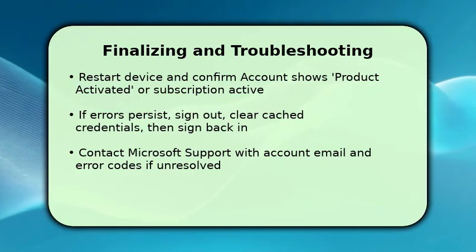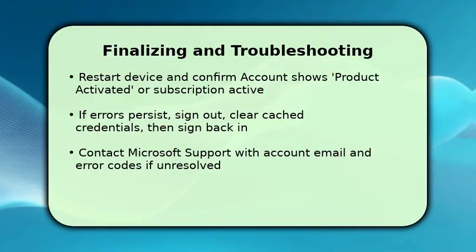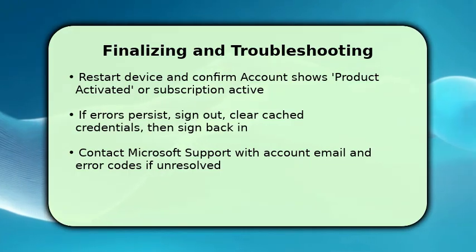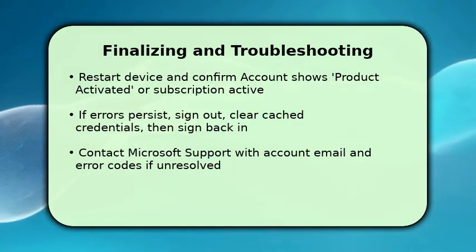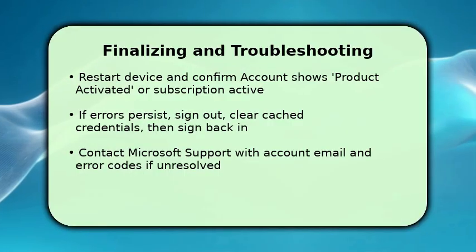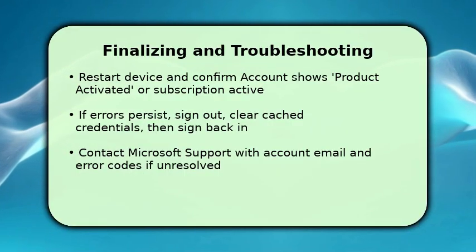If you still see unlicensed messages, sign out of all Office apps, open Credential Manager or Keychain, and remove stored Microsoft credentials, then sign back in to force reauthentication. If that does not work, note any error codes and contact Microsoft support with your account email and code. They can relink licenses. A common tip: check date/time and proxy settings. Incorrect system time often blocks activation.